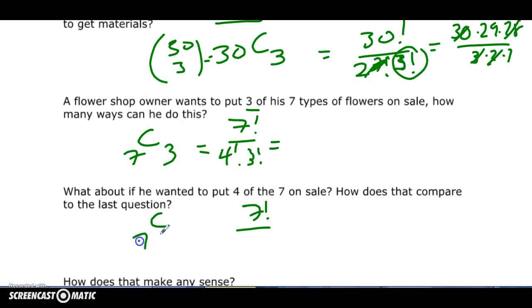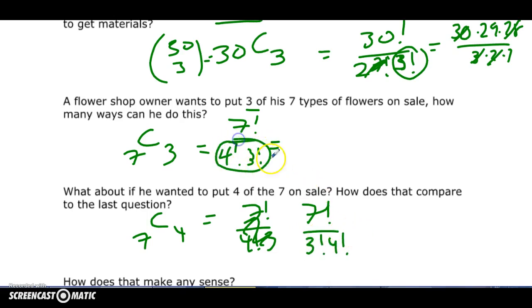Now, the next question is, what happens if he wants to put 4 for sale? And if you do the math here, if you do this again, actually, hold on, let me just do it the way I would. You go n minus r, which is 7 minus 4, which is 3 factorial, and then 4 factorial. Now, if you look at this, I have 4 factorial and 3 factorial here, and I have 3 factorial and 4 factorial here. Whatever that number is, it's the same.